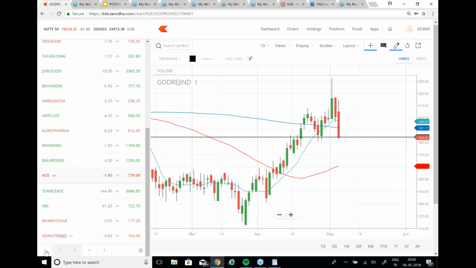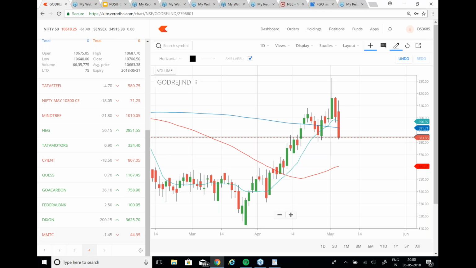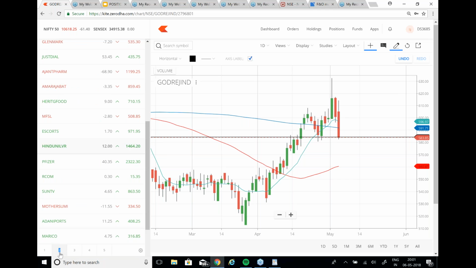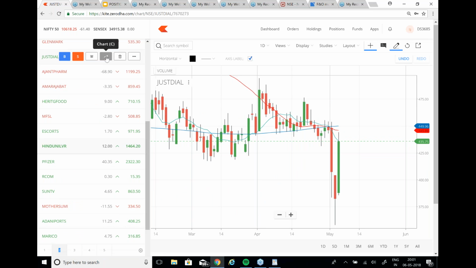Just Dial made an inverted head and shoulder pattern, and it gave a good breakout. It really gave a good breakout. I don't know why I'm not being able to locate it. Just Dial is a very good example. It is here. This is Just Dial. So let me just show you.